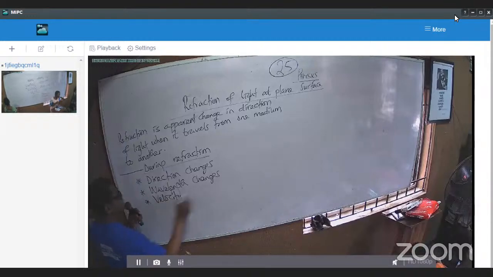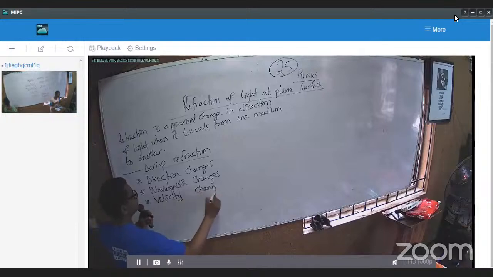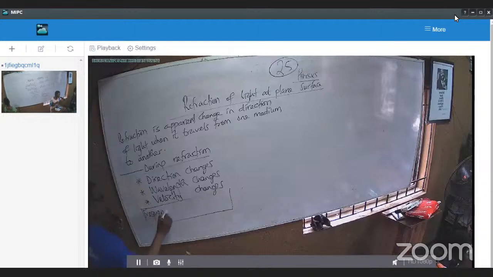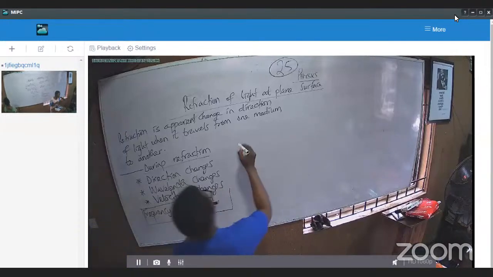Velocity changes. And there's one major one here: frequency remains constant. So during refraction, frequency is constant. No change.